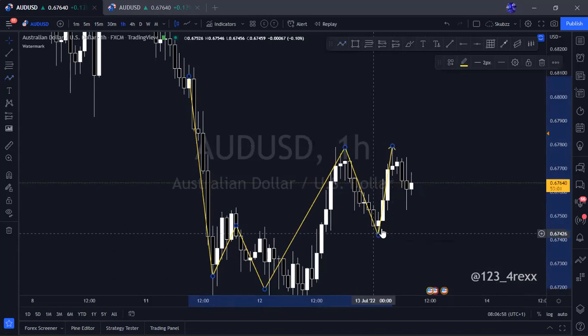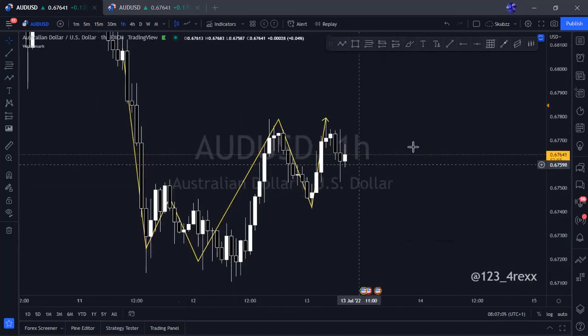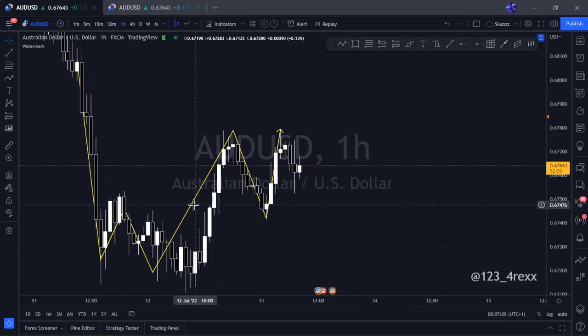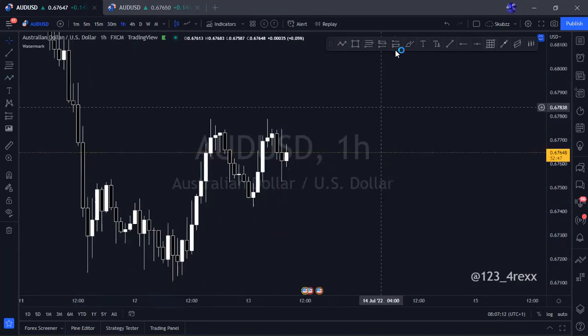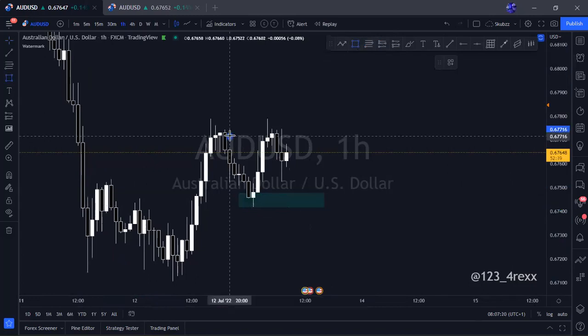But this was in the night. I wasn't aware to take this, but you guys should pay attention to it. Now we have structure here. What we can basically watch out for now is a break of either of these levels, here or to the top.